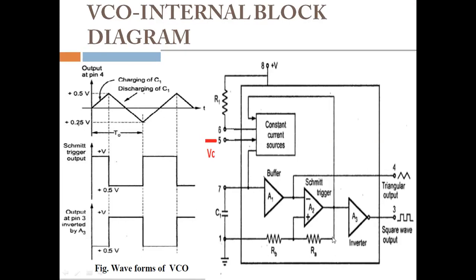The output here is fed back to the non-inverting terminal through this voltage divider circuit. Here we have the RA and RB resistors, and the values of these two resistors are equal. So whatever the voltage here is, after this drop, you will get half the voltage here. When this voltage is VCC, you will get 0.5 VCC here. This Schmitt trigger is designed in a way that the output changes between plus VCC and plus 0.5 VCC. When the voltage here is VCC, the voltage at this point is 0.5 VCC.